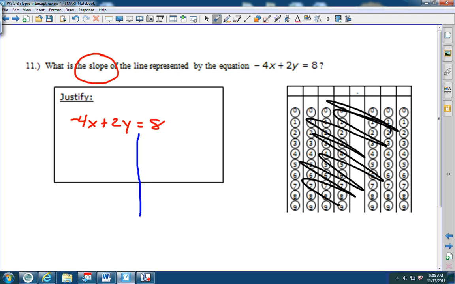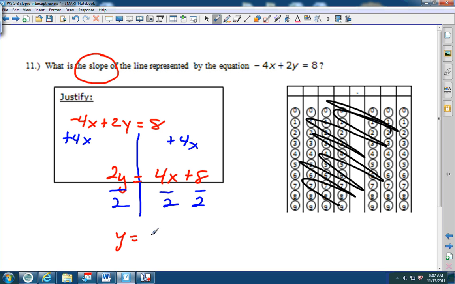I'm going to add 4x to each side. And here's the thing, you must solve for y to find your slope. You cannot just look and say, okay, well, it's this number in front of x. That's the most common mistake. You have to get y by itself before you can tell me what the slope is. So I'm going to put 2y equals 4x plus 8. I'm going to divide by 2. I get y equals 4 divided by 2 is 2x plus 8 divided by 2 is 4. This is the only thing I need.